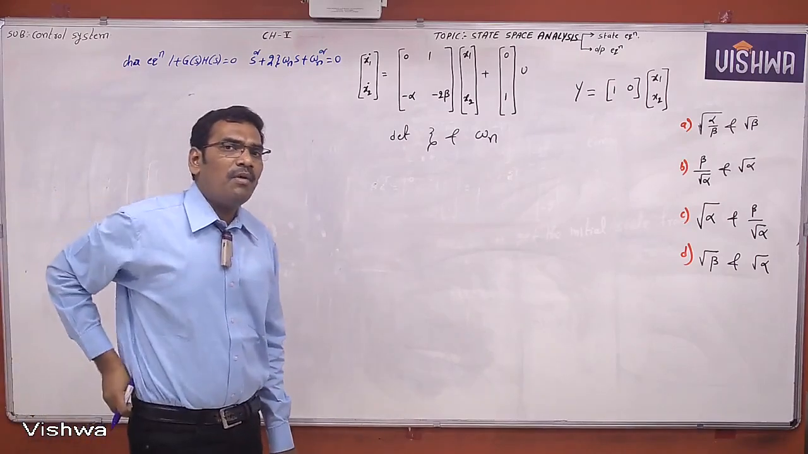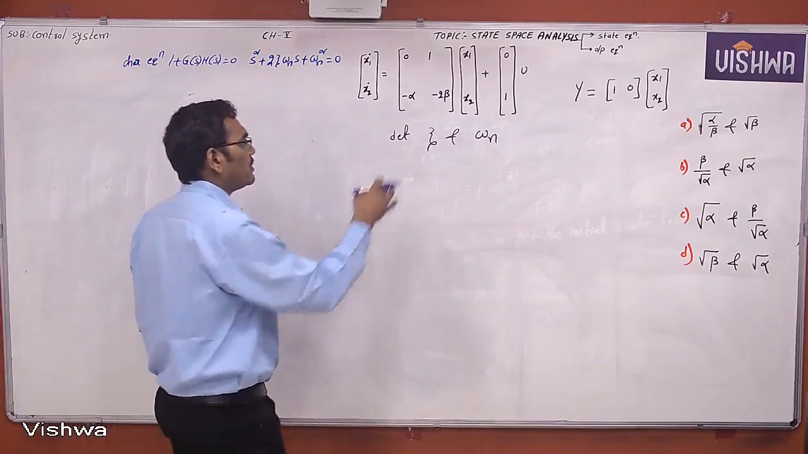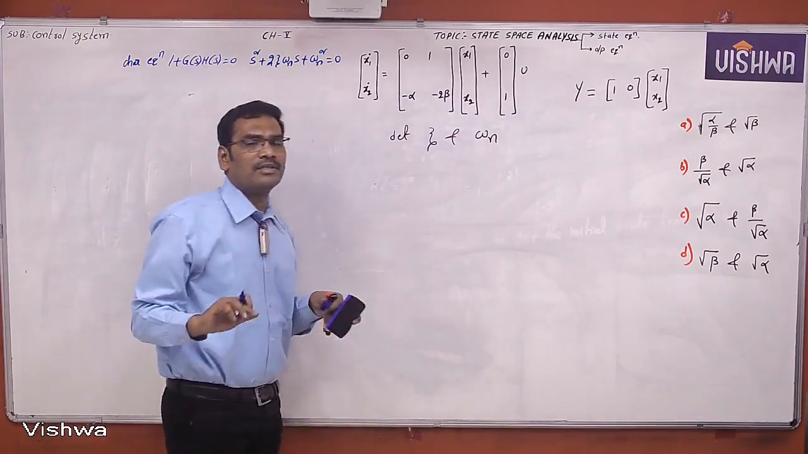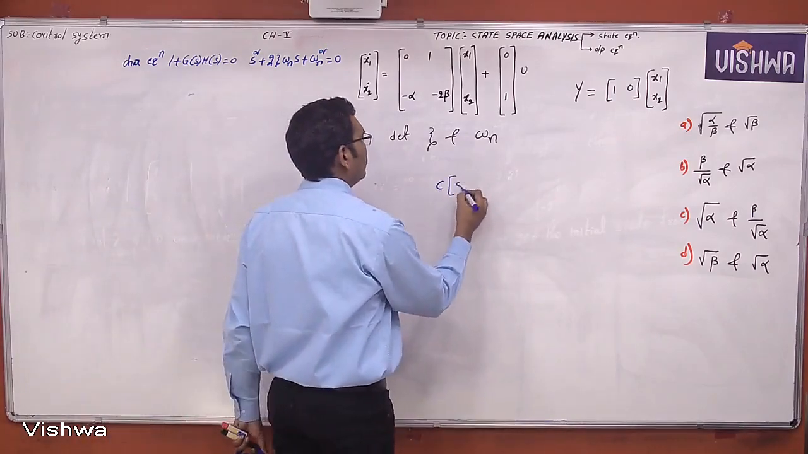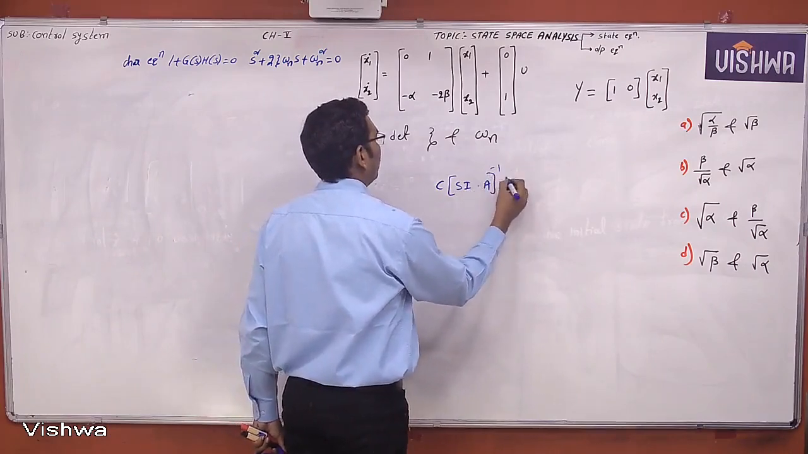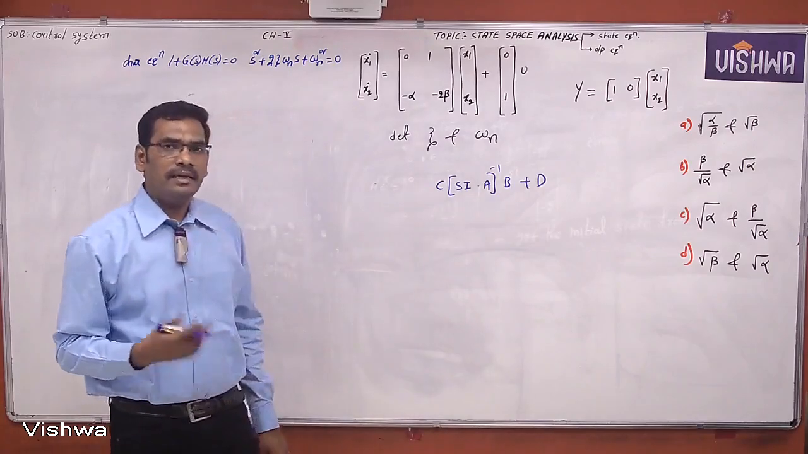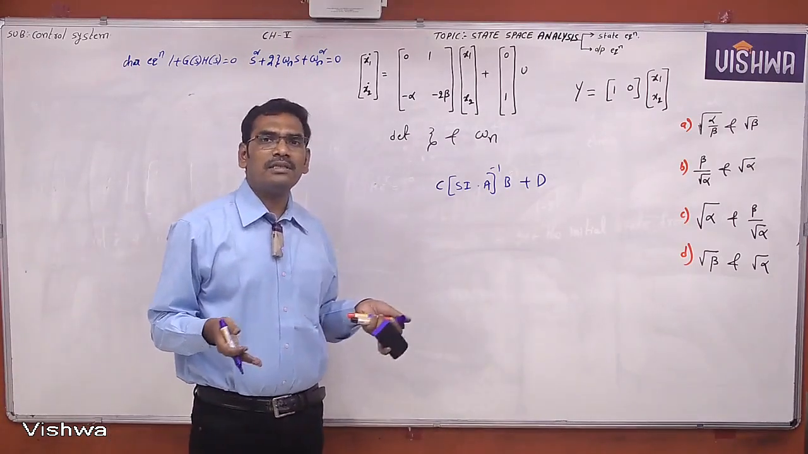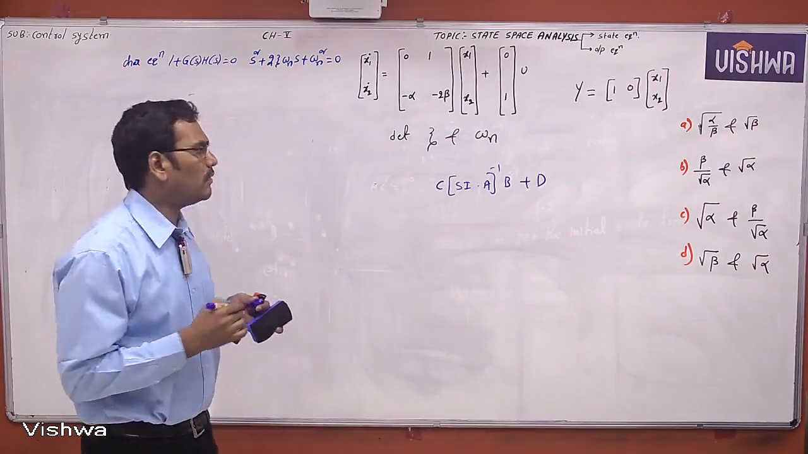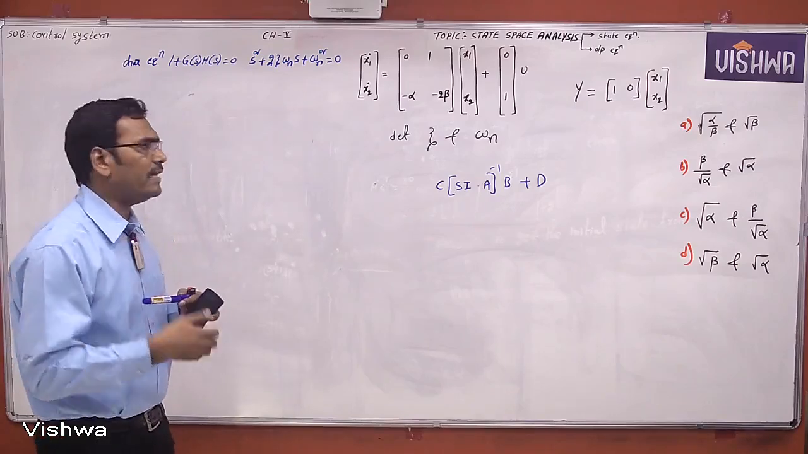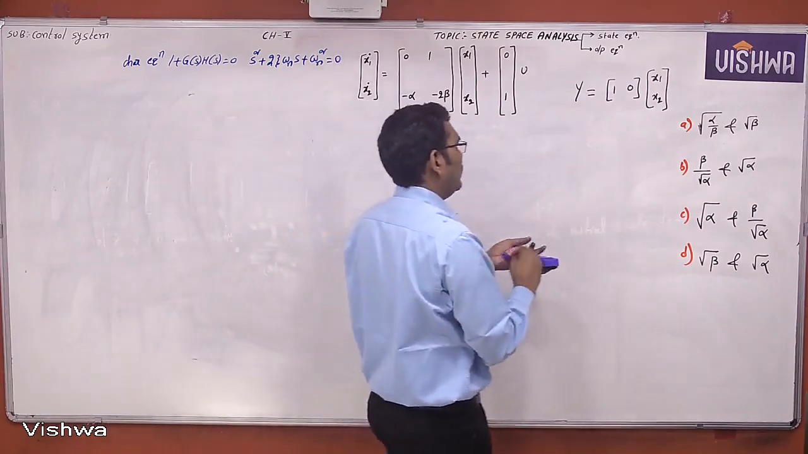Now you tell me, what is the characteristic equation of a state space model? You can find it directly, but most of the students do a lengthy analysis. Many of you find the transfer function, or use the formula C into (sI minus A) inverse into B plus D. What is the purpose of that? Even if you do this method, you want the denominator polynomial, because the denominator polynomial is called the characteristic equation. That characteristic equation you can find directly without doing all these things.